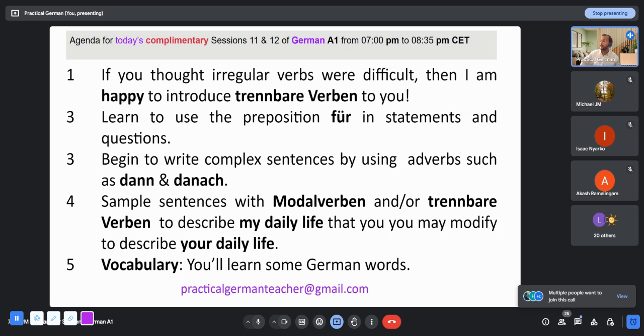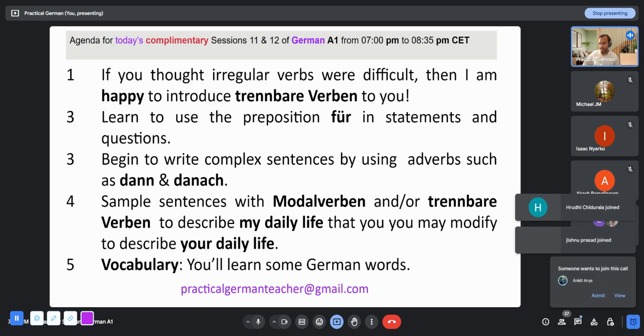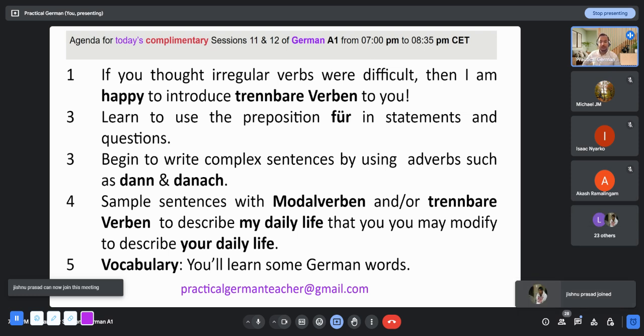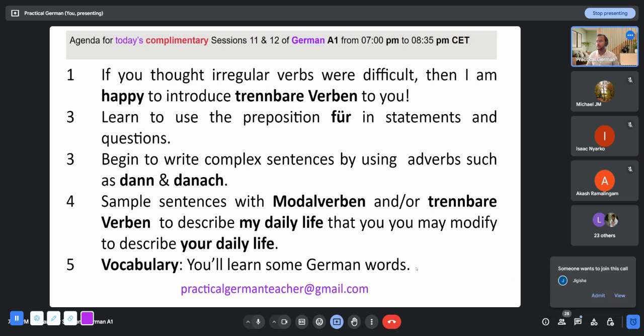Then I will show you some sentences that may or may not describe my daily life. In those sentences I will use Modalverben, all the six, and I will also use trennbare Verben or just normal Verben, and I'll show you how you can learn German at whichever speed you want, but you can also learn at a faster speed, and I'll show you how you can do that with the help of these examples. Then of course you'll learn some vocabulary, and I may also learn some if I have forgotten any vocabulary. If you have any questions, please unmute and ask. It'll be nice if you raise your hand before that, but you don't have to.